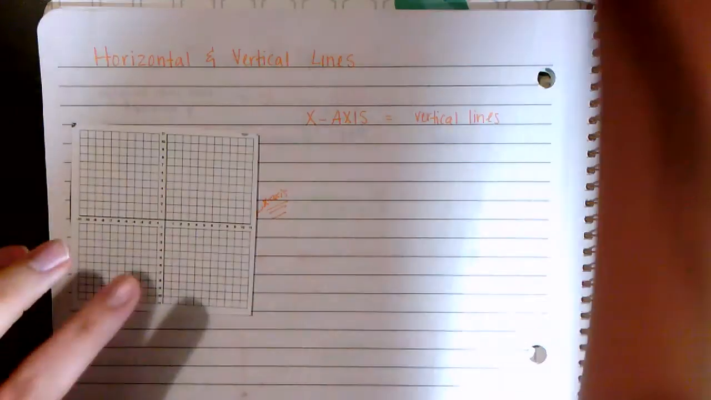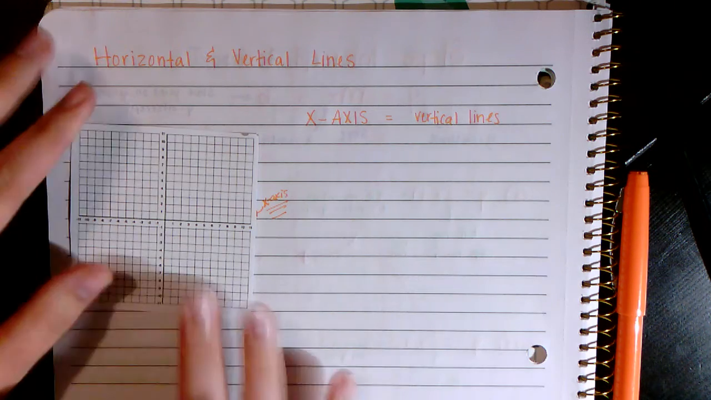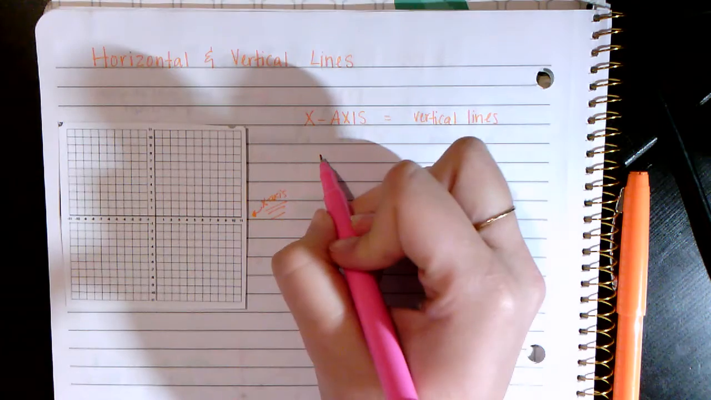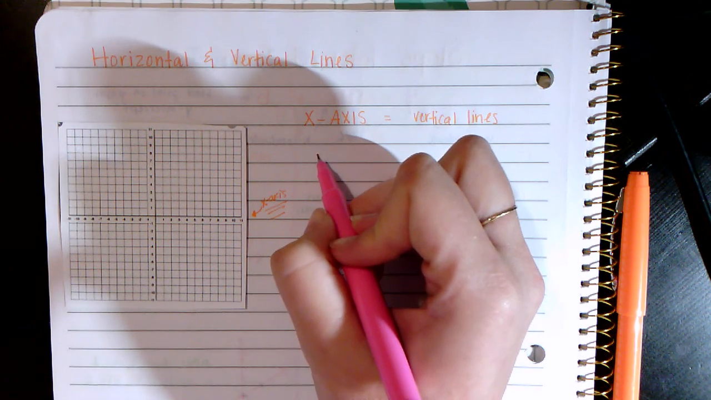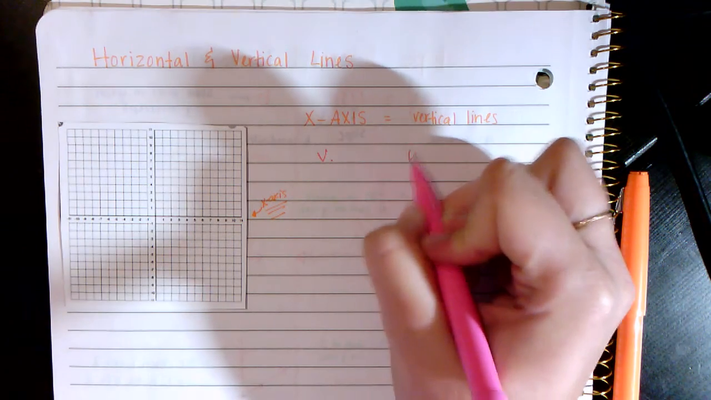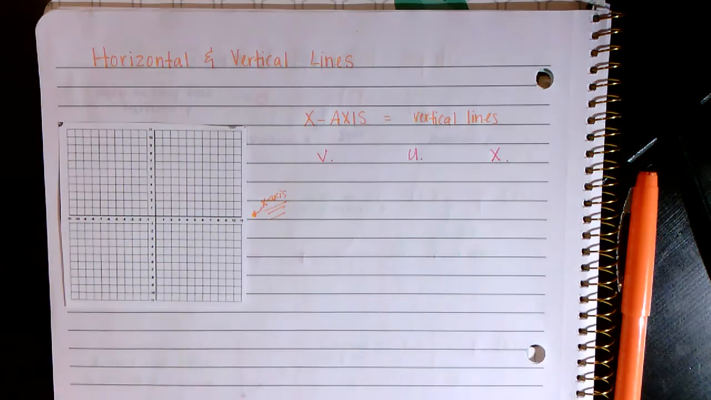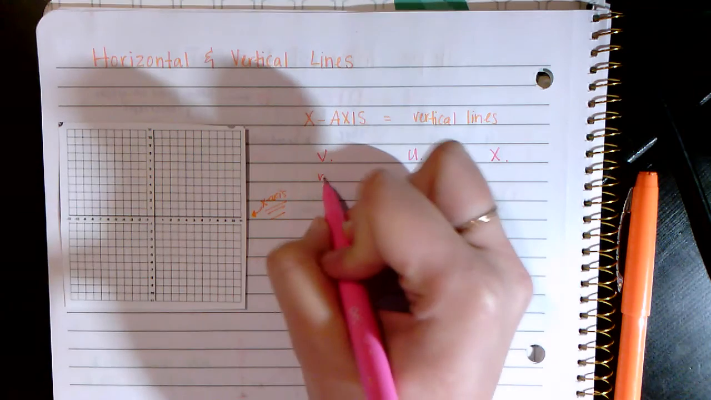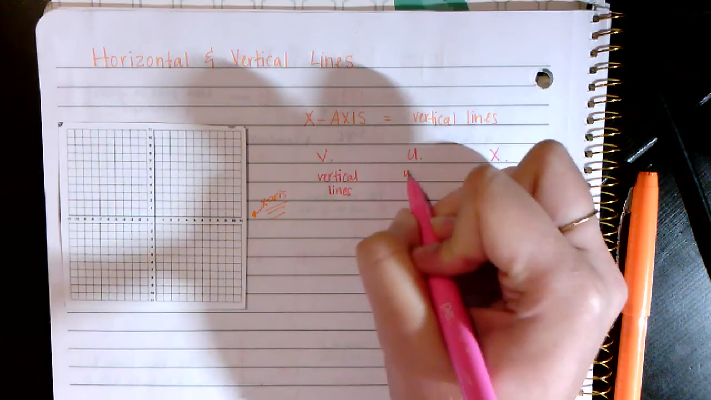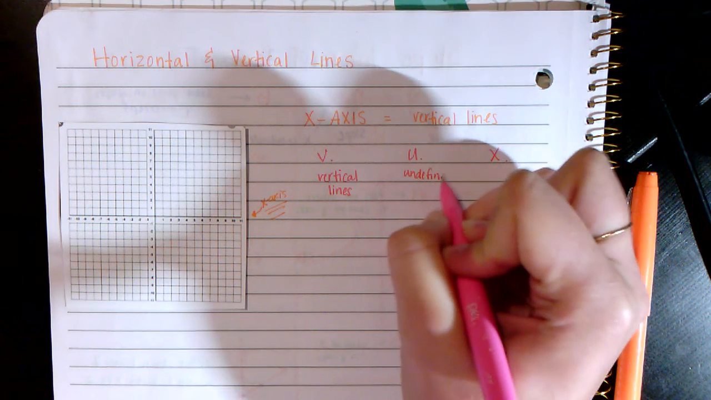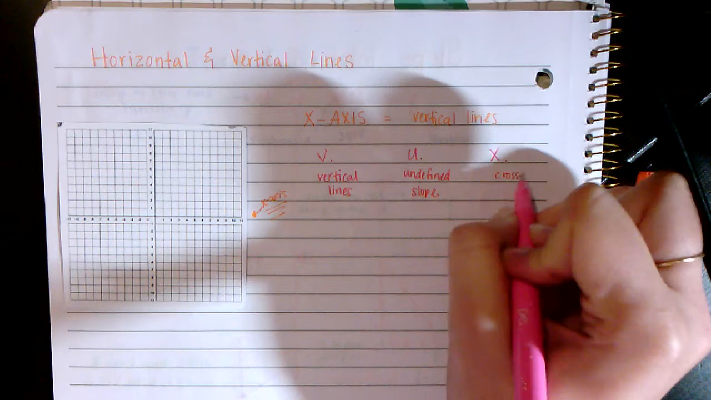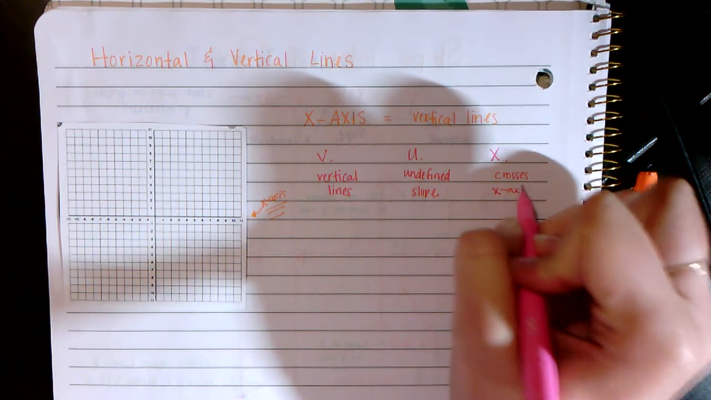So some things that we can remember with our vertical lines, I'll glue that down later, is the acronym VUX. So you have HOY and VUX as our acronyms. So we're going to remember V, U, X. VUX. What does that stand for? Vertical lines, undefined slope, and that it crosses the x-axis.